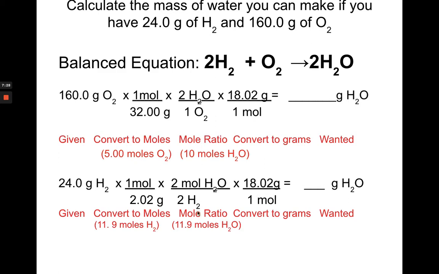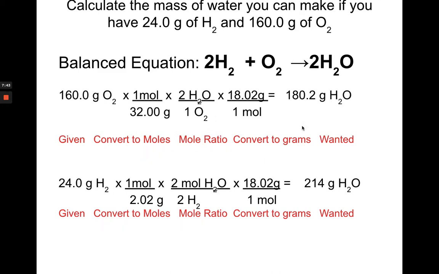You can already kind of see which one is going to be limiting. Oxygen only makes 10 moles of water, while the hydrogen, if you had plenty of oxygen, would make 11.9. So we're going to do these steps, put these in your calculator. Make sure that you get the same answers as I do. So for the oxygen, I can make 180.2 grams of water. For the hydrogen, I can make 214.